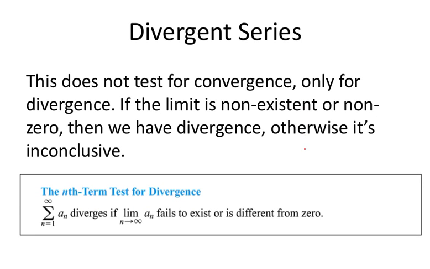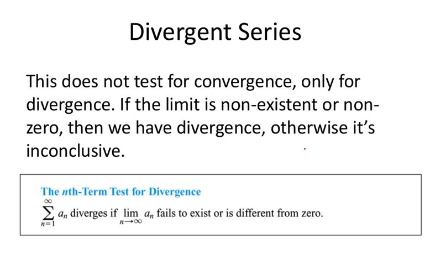So divergent series, again, this is a test. It's called the nth term test for divergence. You can test for divergence. You can't test for convergence, but you can be certain that a series will diverge. If you take the limit of the a sub n function inside the summation, and you drive the n towards infinity, if you get a non-existent value, or something that is other than 0, you have divergence. If you get a 0, well, it's inconclusive.